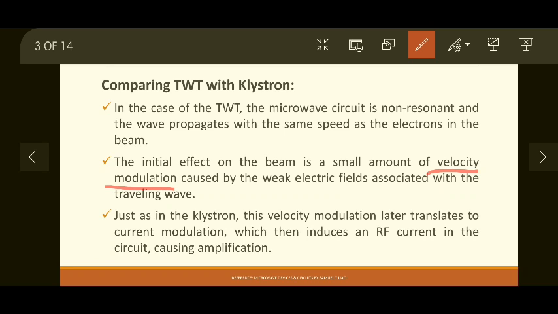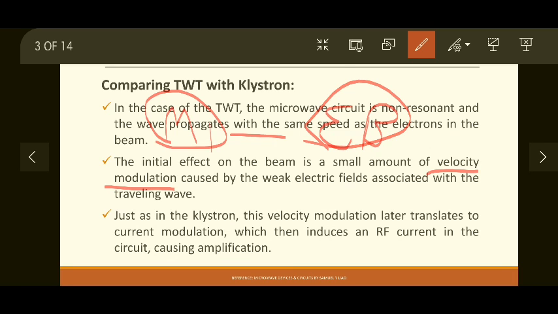The same velocity modulation will happen because we still have a microwave input as well as an electron beam. Both are there in klystron as well as TWT. So velocity modulation will occur because of weak electric fields associated with the wave. Whatever electric field is generated by the microwave input will cause a velocity modulation in the electron beam.